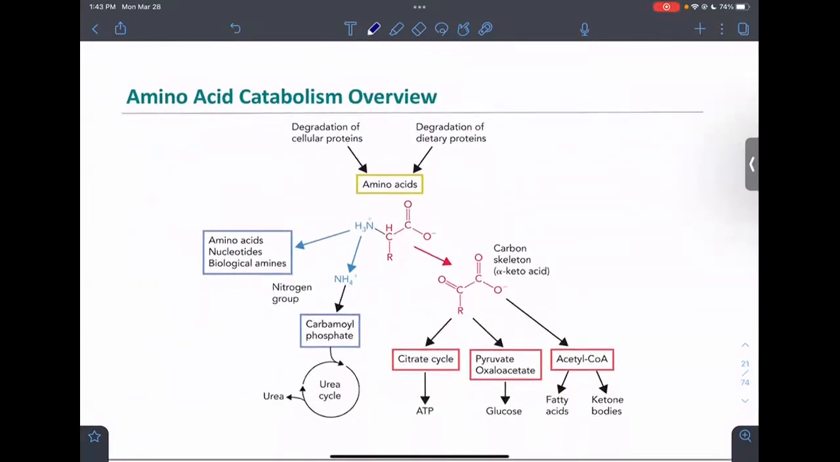So let's look at an overall big picture, right? There are two different ways that you're going to get amino acids. Either you're going to degrade the cellular proteins that you have, or you're going to eat protein and then you're going to degrade them. But either way, you have to degrade them. So typically this happens in a ubiquitin proteasome pathway or a lysosome pathway. And we'll talk about each one in turn.